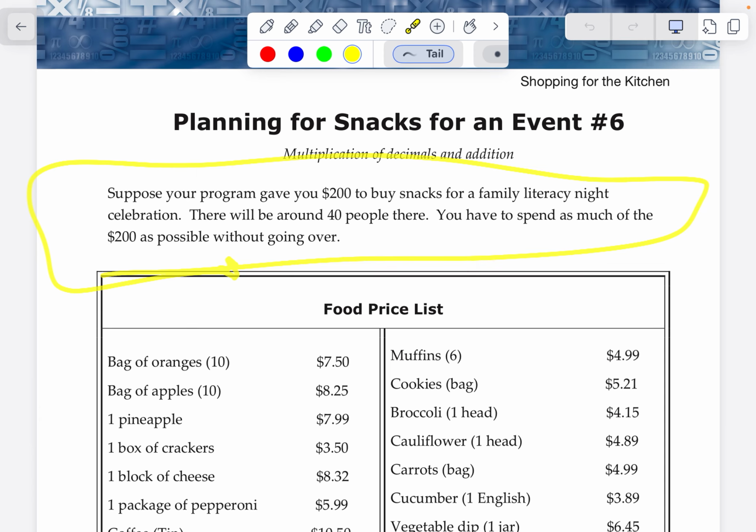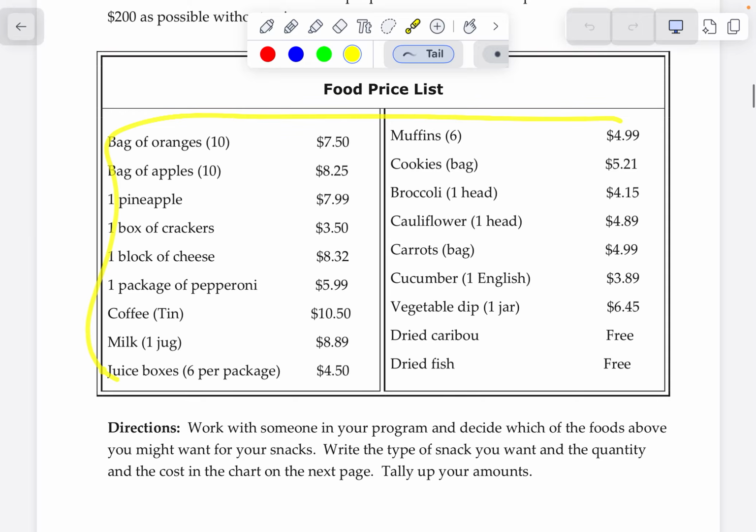Okay, so this is about you planning for an event. You're going to have some people over at your house. You have $200 to buy snacks, and there will be about 40 people coming over. You have to spend as much of the $200 as possible without going over. Here's your price list, and we're assuming there's no tax on these.